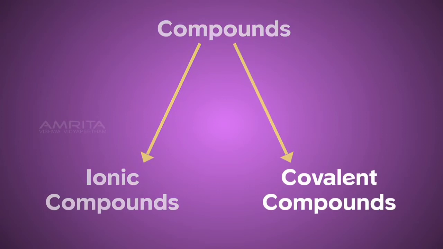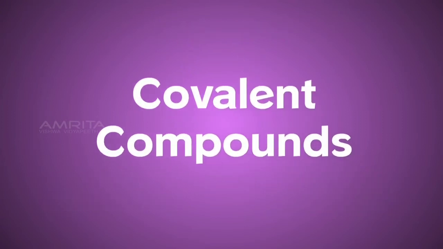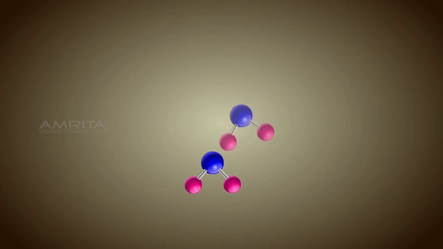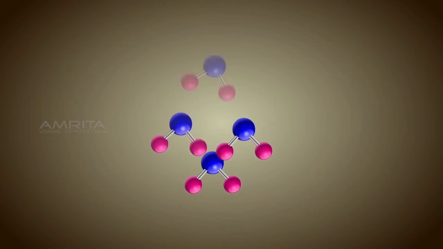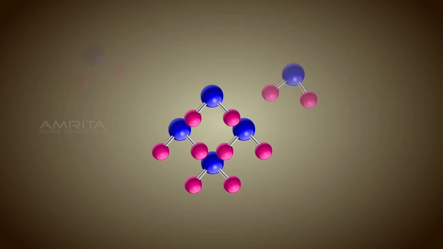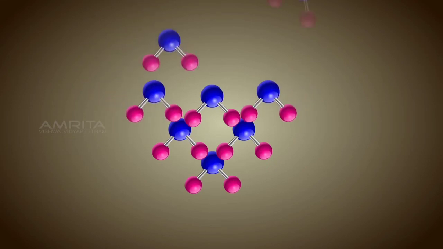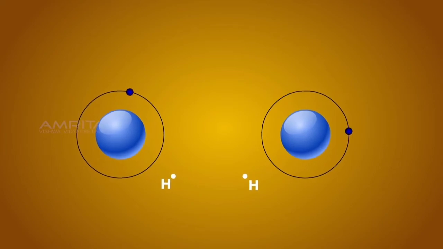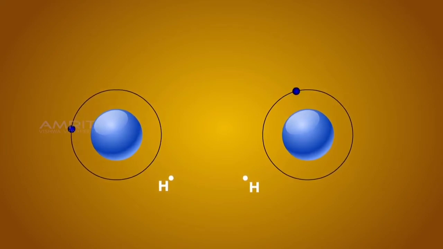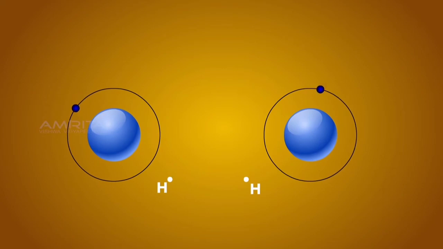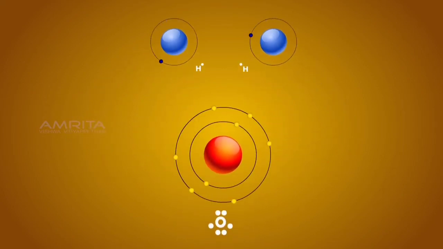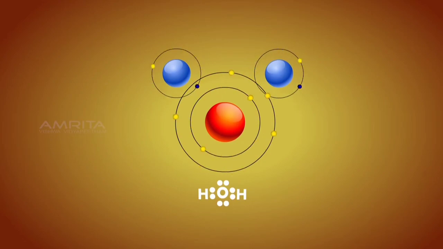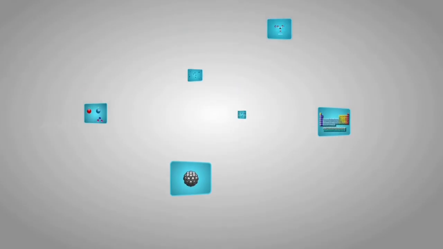Next, we are going to learn about covalent compounds. They are formed by sharing electrons. The simplest example is the water molecule. It is formed by sharing 2 hydrogen atoms with 1 oxygen atom. That is, 1 electron from each hydrogen atom is shared with 1 oxygen atom, which contains 6 electrons in the valence shell. After it completes its stable configuration, this type of compound formed by sharing electrons is called a covalent compound.